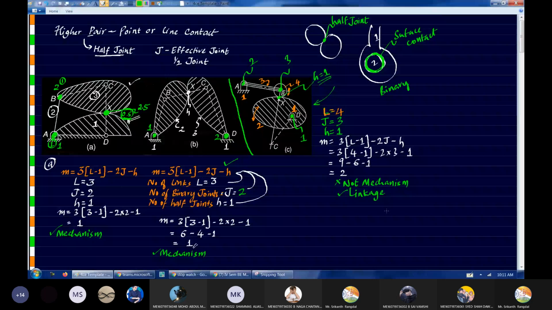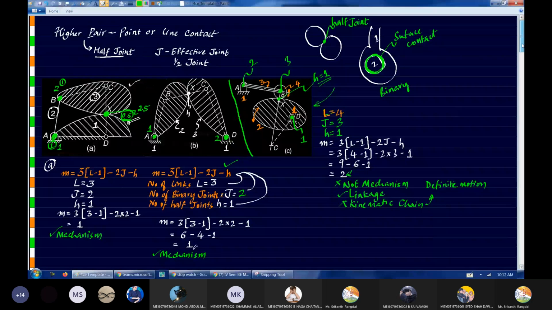Is it a kinematic chain? No, it's not a kinematic chain. Even for a kinematic chain, definite motion should be possible. But here, because the degree of freedom is 2, that means 2 links can move independently, and hence we cannot call it a kinematic chain. Okay.